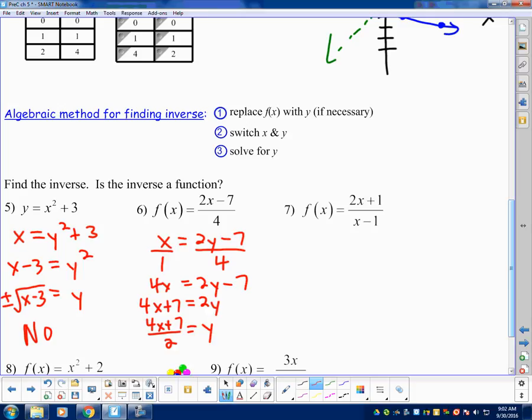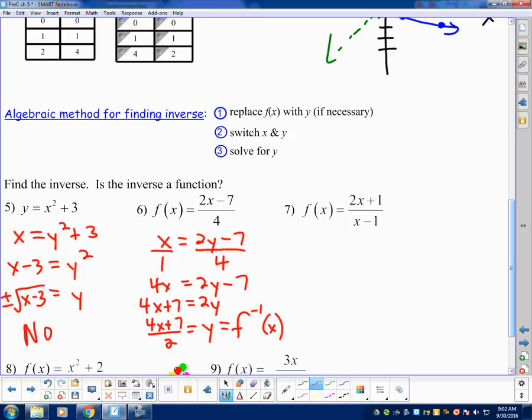And sometimes what we'll do, you may have talked about this last year, is if this is f of x, we'll call this f with a little negative 1 by it. Did you see this notation last year? Okay. So if they give us a specific function like f of x or g of x, we will oftentimes call it f to the negative 1 of x. It means f inverse of x. Okay.